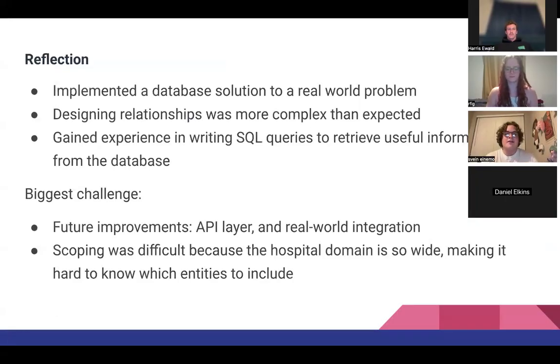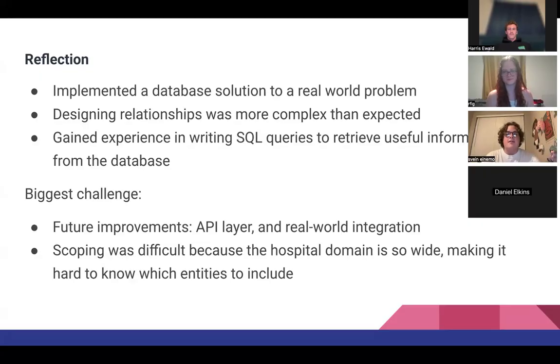And so in reflection, some things we learned is we learned how to implement a database based on a real world problem, which was the hospital network. And we also learned designing relationships were a lot more complicated than we expected, especially with something as complicated as a hospital network. And we also gained experience in writing valuable SQL queries to get information we needed from the database.